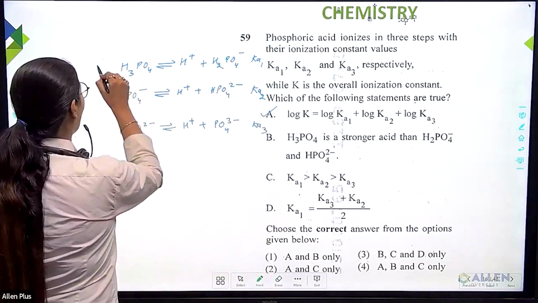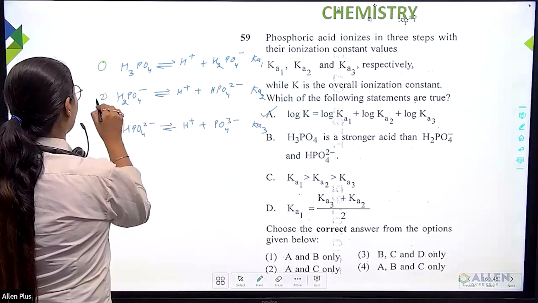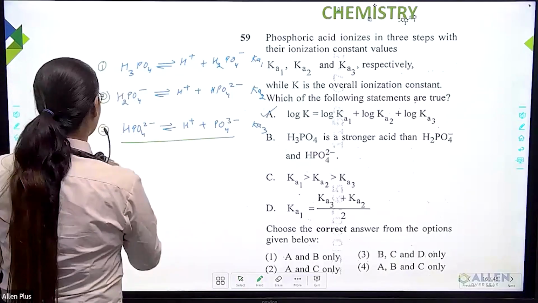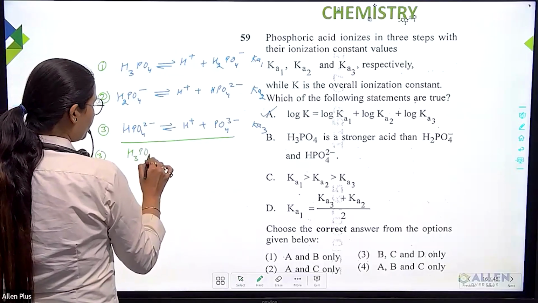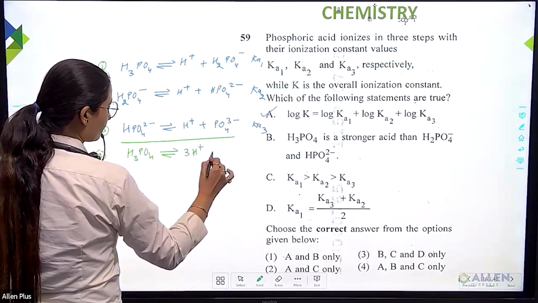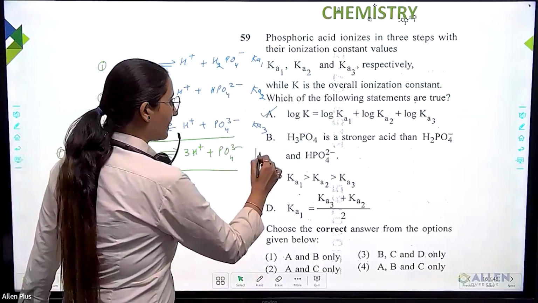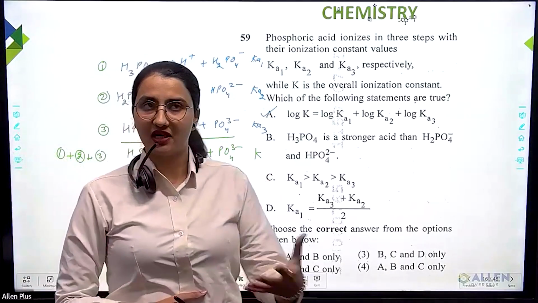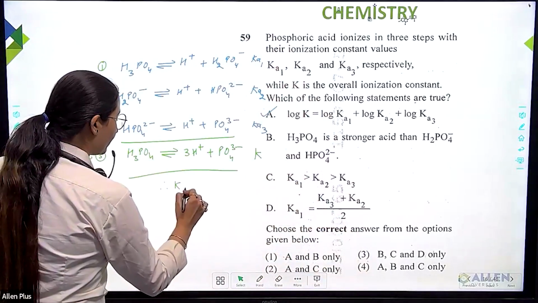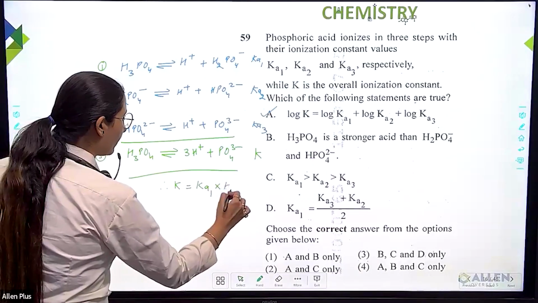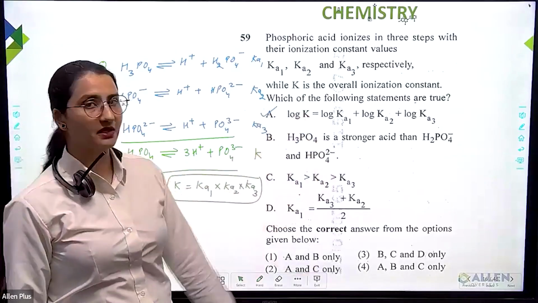If I add 1, 2, and 3, students, on adding, my final equation looks like this. Confirm this. H3PO4 giving what? 3H+ plus PO4 3-. Overall constant be K. Yes. We have done this: when we add equilibrium steps, then equilibrium constants get multiplied. That means K is Ka1 into Ka2 into Ka3. I can take log both sides. So this statement is apt first.